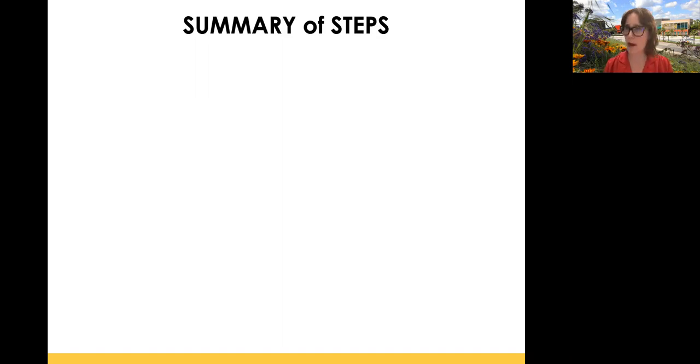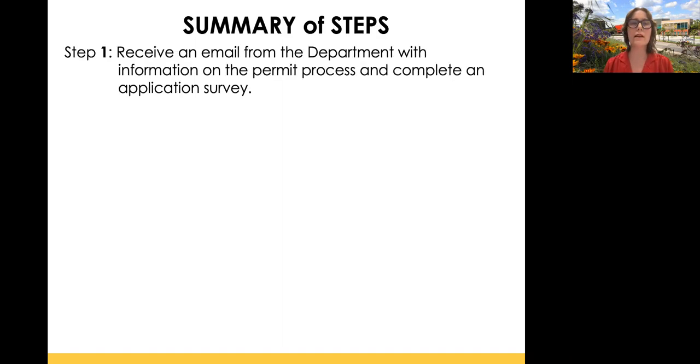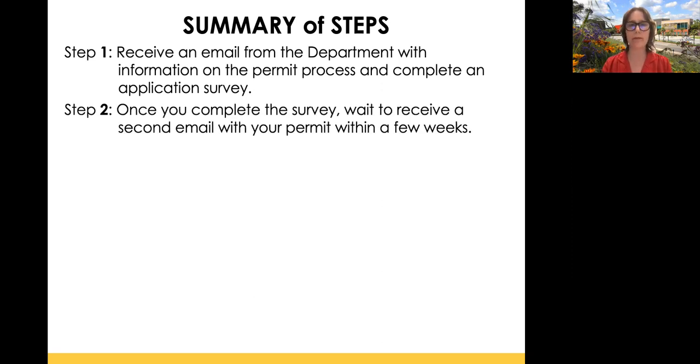Let me quickly summarize those steps one more time. So again, every semester before registration opens up for the following semester, emails will go out to all public health students describing the process for obtaining a permit to enroll in PH 4960. When it is your time to enroll, you will look for that email and you will click on the link to the survey, and you will complete a very brief survey to provide us with some information.